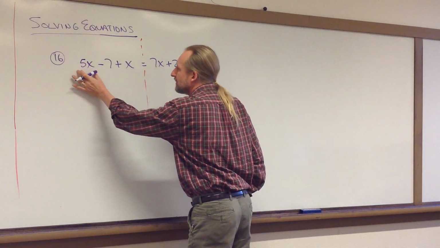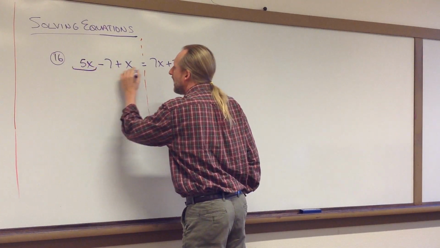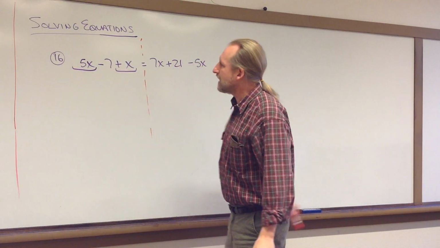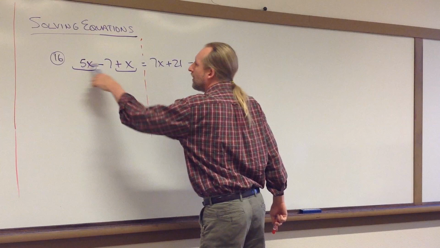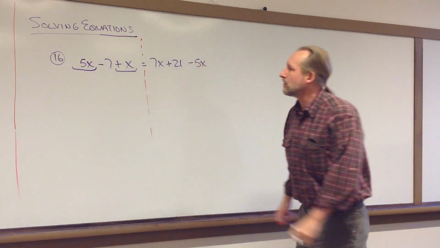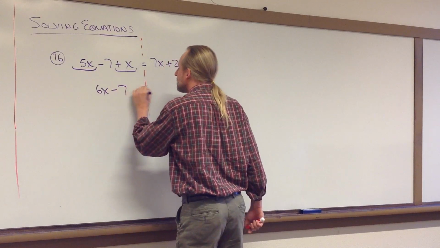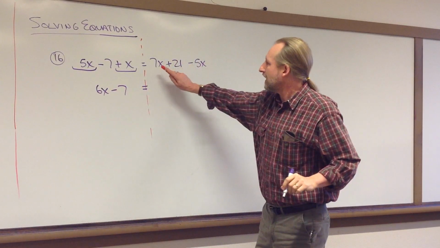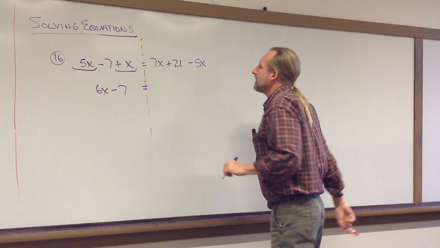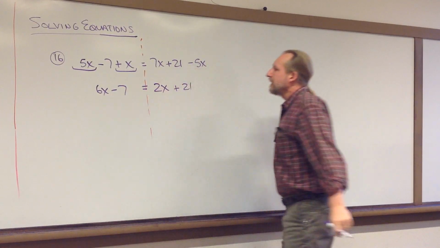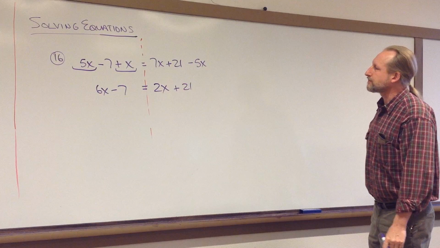So you've got a positive 5x here and a positive 1x here. Remember that that minus sign is attached to the 7. Does not get involved with combining the 5x and the 1x. So over here we're going to have 6x minus 7. And over here we've got a 7x and minus 5x. So 7 minus 5 is 2. And then we've still got that 21.